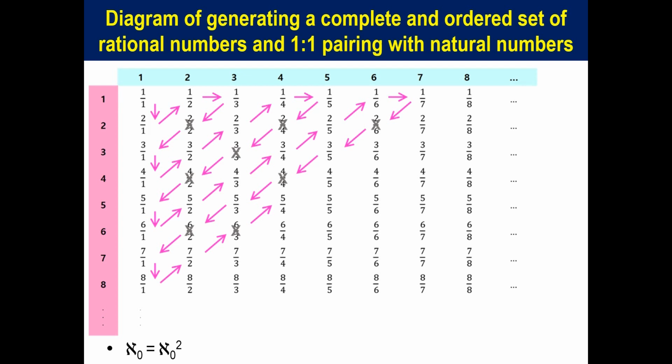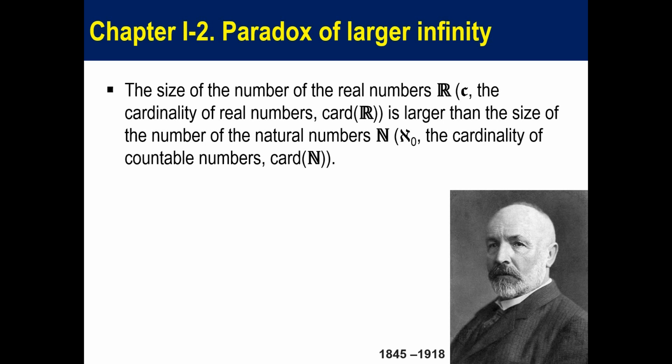Because you can one-to-one pair any rational number with a natural number, the size of the rational numbers is the same as that of the natural numbers. It is so obvious that there are many more numbers in the rational numbers than in natural numbers. Arithmetic shows the cardinality of rational numbers is Aleph null squared. However, it is the same as the cardinality of the natural numbers, Aleph null. Thus, in this cardinal arithmetic, Aleph null squared equals Aleph null. Then it seems to make sense that infinity is infinity and all infinities are the same.